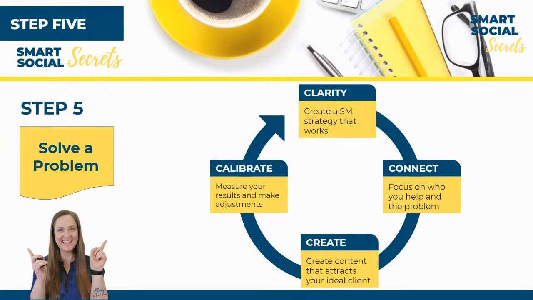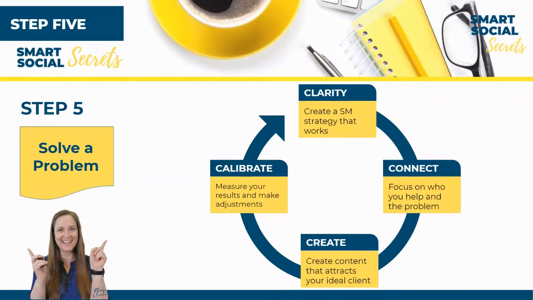Think about yourself. So again, I have this clarity part, because strategy comes first for every single client for us. So you create a social media strategy that works. That's what I called it. I call it the 4 C's. I found some alliteration here: clarity, connect, create, and calibrate. And this is the order in which you can build your social media strategy in a way that it will absolutely work for you every time.